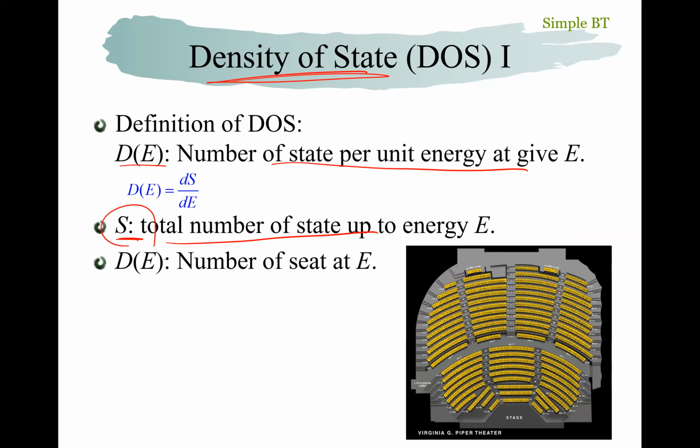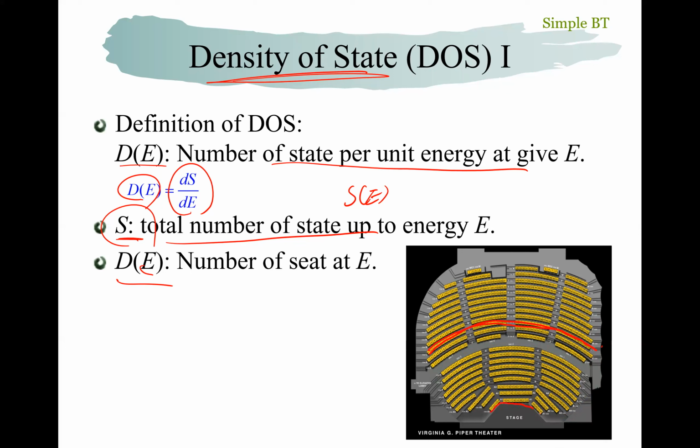So S is the function of energy. And what is S(E)? Here it is the number of seats below this energy. And if you take the derivative, this quantity is the density of state. So the density of state at E is the number of possible seats. Let's say how many seats here. You can count it, right? That's the density of state.